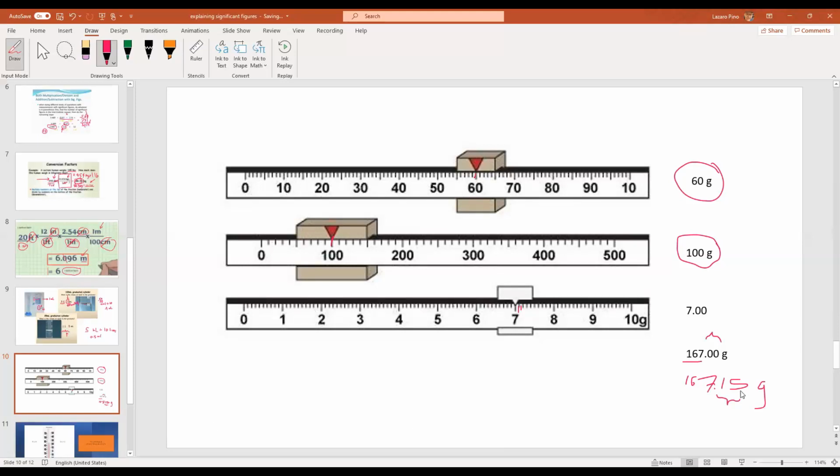And the number that you are going to report has how many significant figures? 5 significant figures. Since these 2 zeros are after a dot, you have to consider them as significant figures.